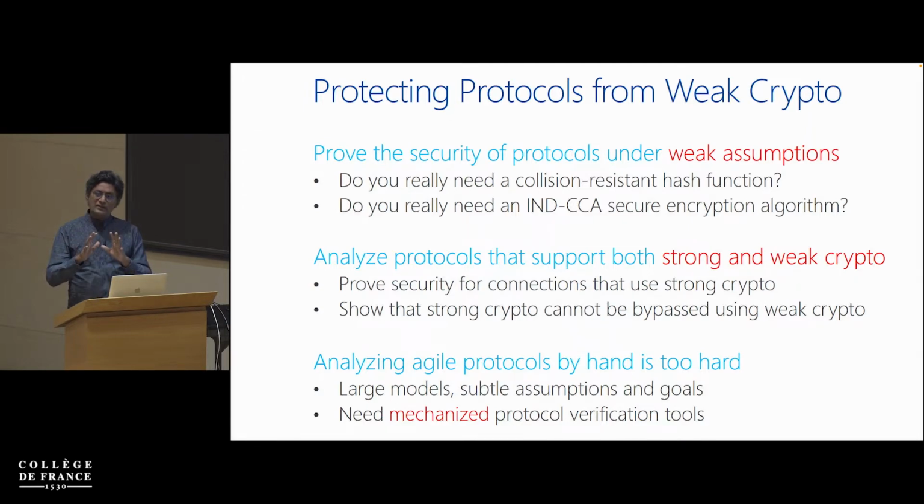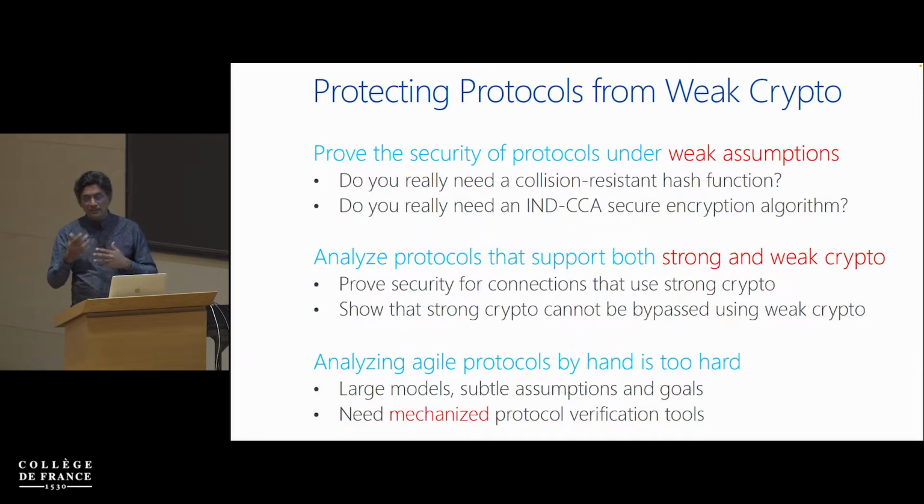The second argument I would make is that you can't just ignore weak crypto. You have to consider systems that have both strong crypto and weak crypto, so that you can at least then say, okay, if you're using strong crypto, then you get good theorems. If you're using weak crypto, you don't. But both of them are there in the system. And in particular, you want to show that the presence of weak crypto, even if you don't use it, cannot affect a session that is using strong crypto.